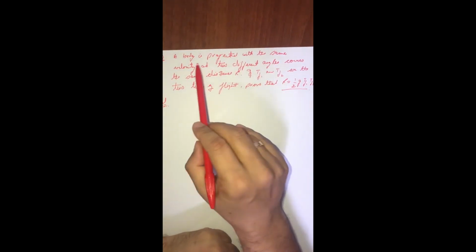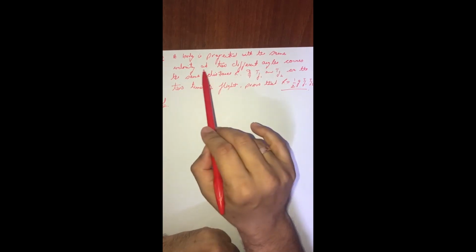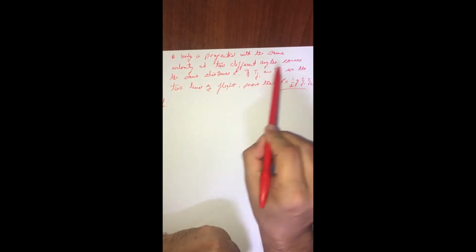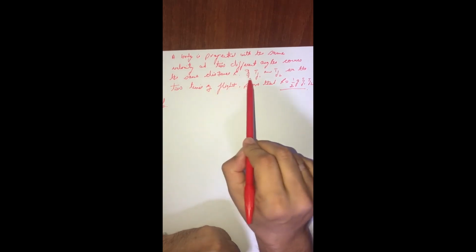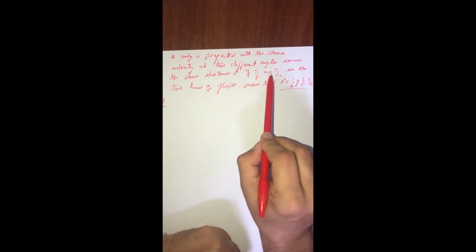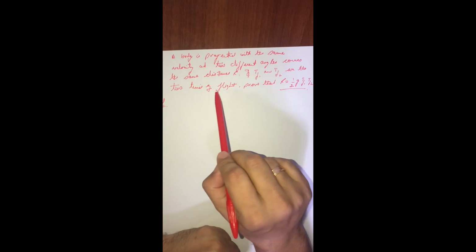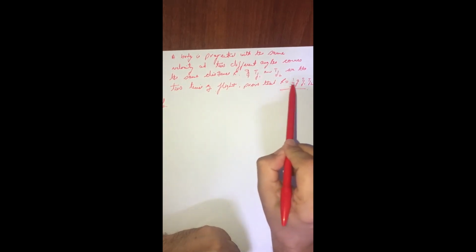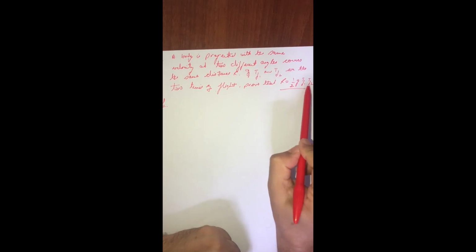We have this question. A body is projected with the same velocity at two different angles, covers the same distance r. If Tf1 and Tf2 are the two times of flight, prove that the r, that is the range, is equal to 1/2 g Tf1 multiplied by Tf2.